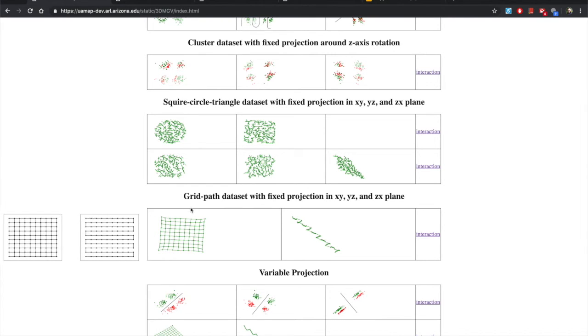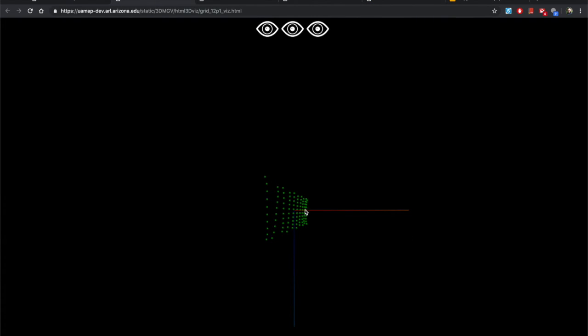The other example we call a grid path dataset, where we want to find an embedding of a graph in 3D such that if you look at it on the XY plane, you see a grid, and if you look at it on the XZ plane, you see a path. And this is the result of our algorithm.